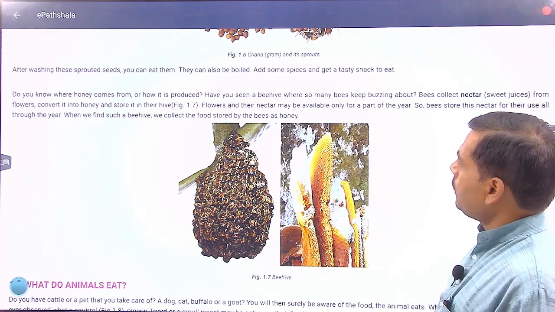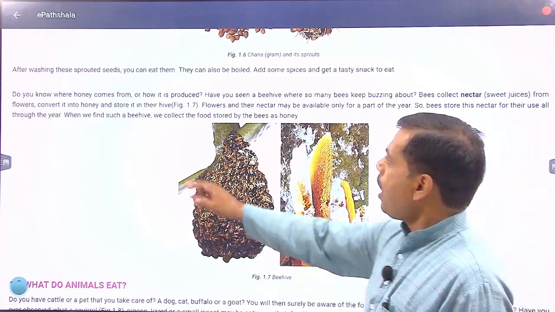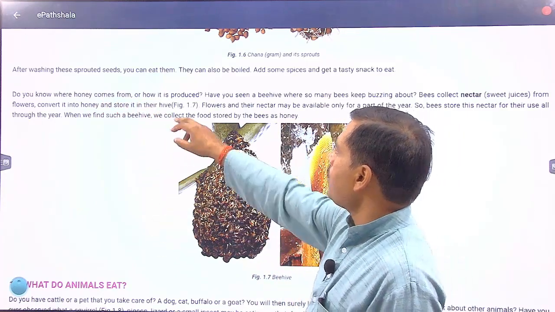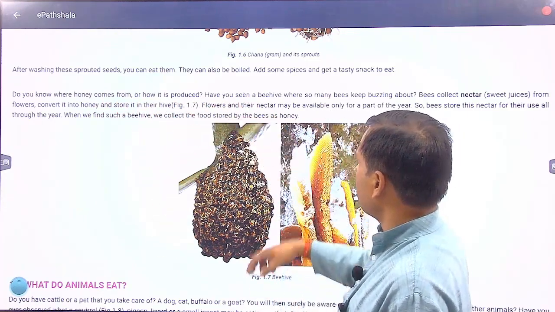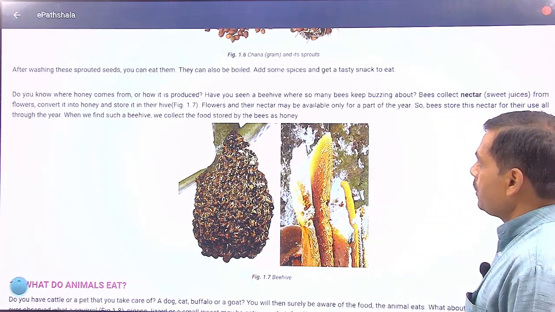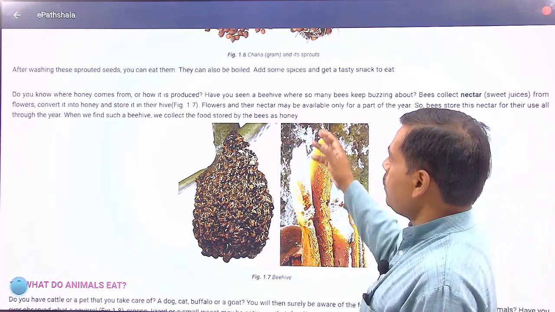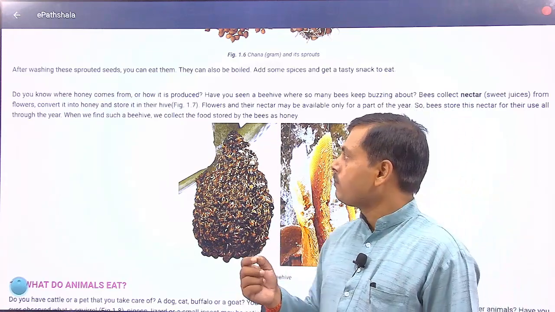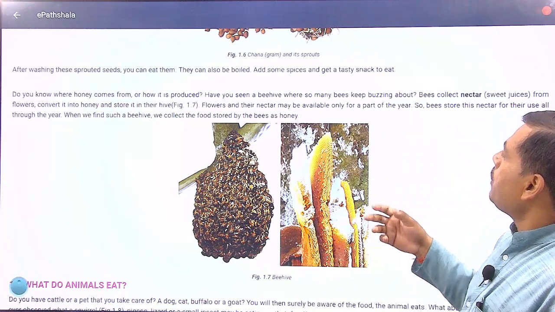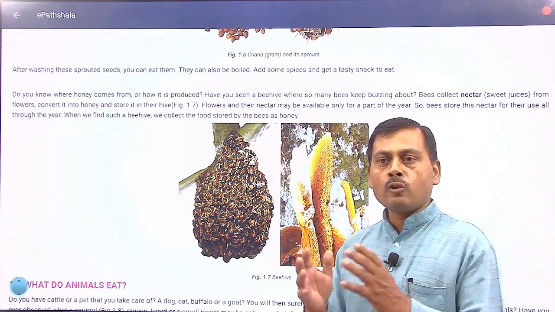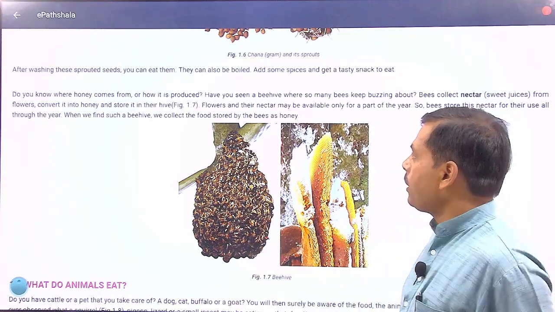Here are some important points. How do you know where honey comes from or how it is produced? It is from the beehive. I will give you the solution of this in my exercise questions, so please wait for them. I have also given you exercise questions based on this chapter.